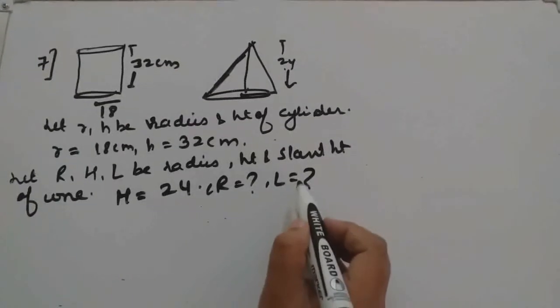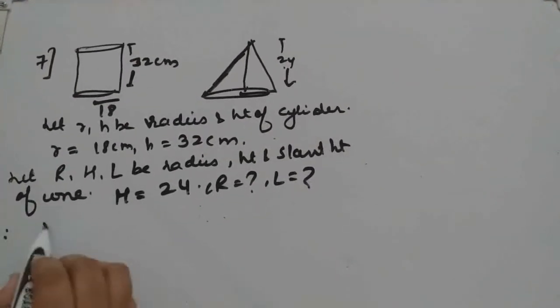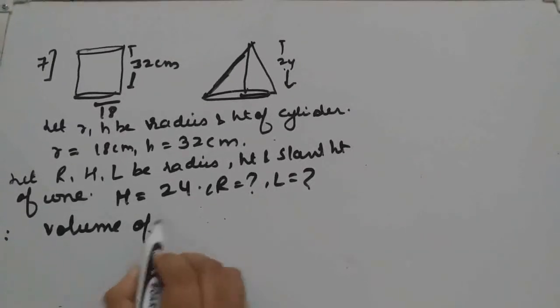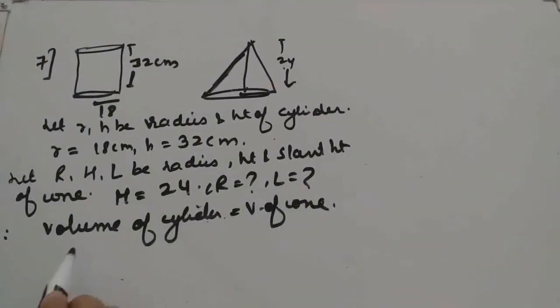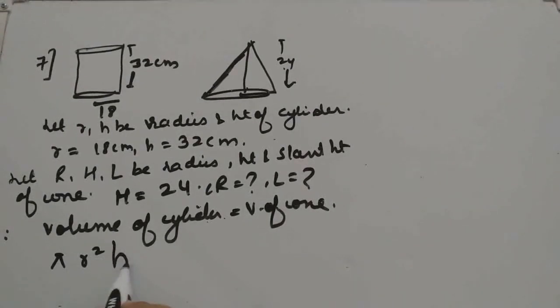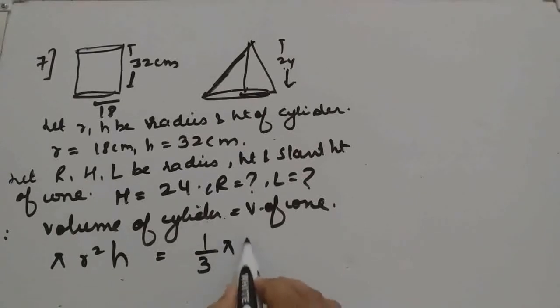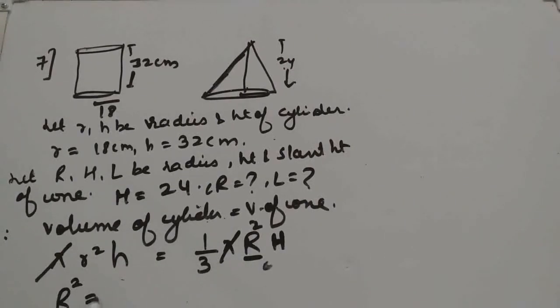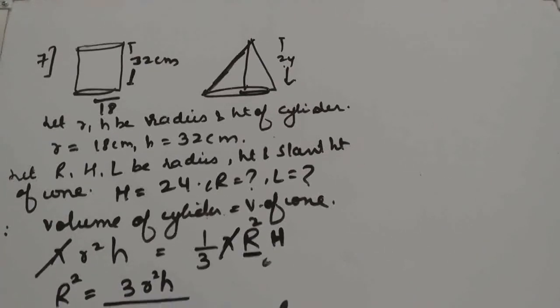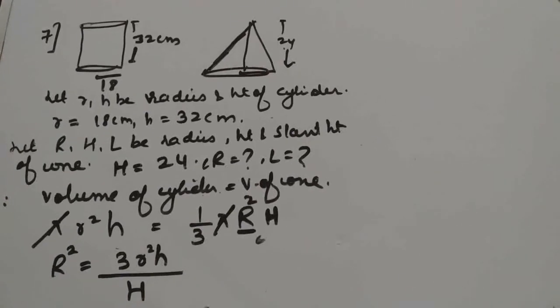Since volume of cylinder equals volume of cone, volume of cylinder means pi r square h, and this is 1 by 3 pi capital R square and capital H. Pi will cancel, this H is given, this R we should find. So R square will be 3 r square h by capital H.